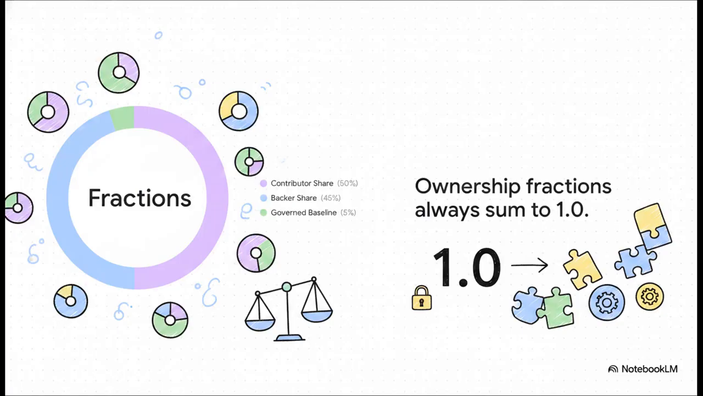Now, here's a golden rule. Ownership here is always fractional. Whether we're talking about one single unit CF or an entire dataset version, those fractions always sum up to exactly 1.0. The pie gets divided between contributor shares, backer shares, and sometimes the protocol holds back a governed baseline share, like a tiny cut for the treasury or the workflow developer. But no matter how you slice it, the whole system is completely transparent, versioned, and perfectly balances out to 1.0.